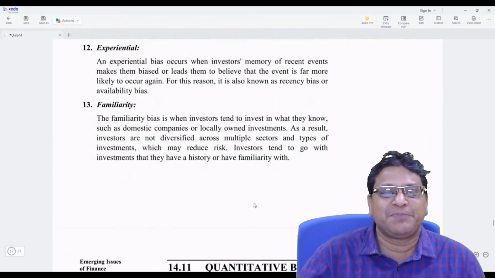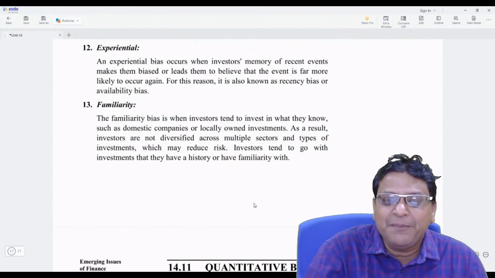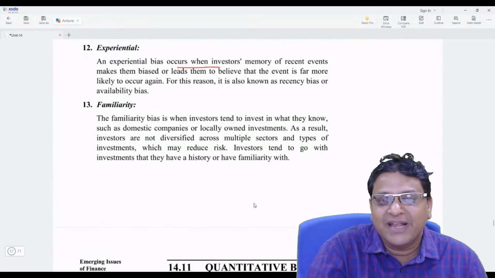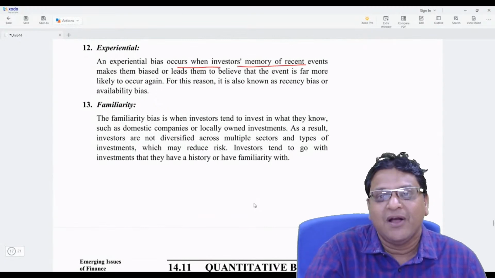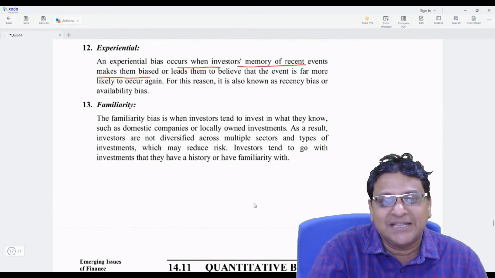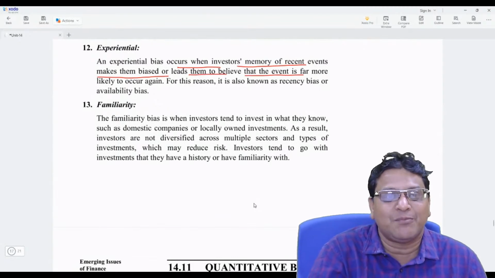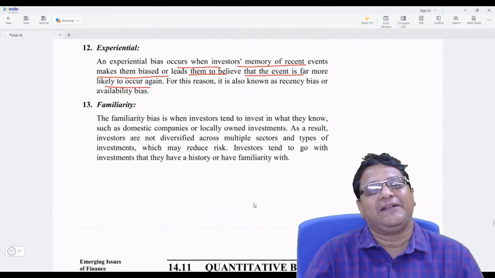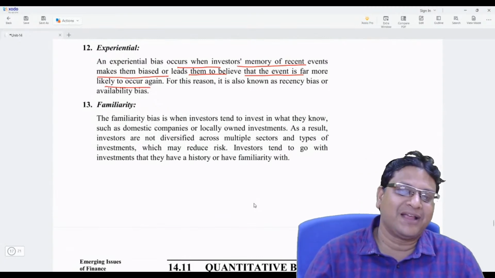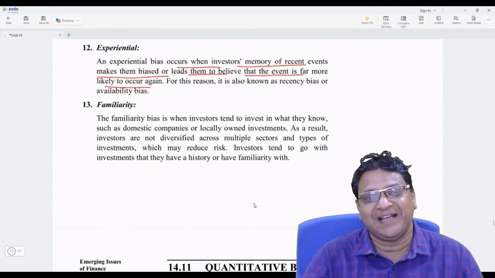Experimental bias. What is experimental bias? Experimental bias occurs when an investor's memory of recent events makes them biased or leads them to believe that the event is far more likely to occur again. Once corona has come, we will think it will not come again and again.